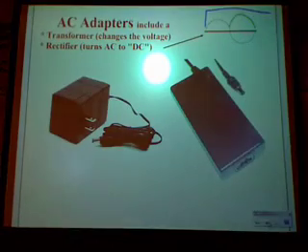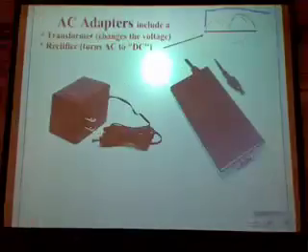Inside this box then are two basic parts. A transformer. Transformers you might have seen before. They look something like this one here. Okay?